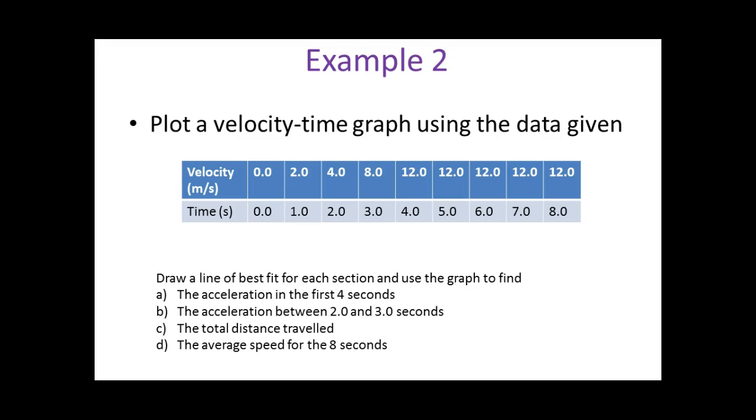Okay, here is an example that you can do. So you have some data. On the top you've got the velocity, so the velocity goes from 0 to 12 meters per second, and the time goes from 0 to 8 seconds. And so your task is to draw this graph, draw a line of best fit for each section, and then use the graph to find the acceleration in the first 4 seconds, the acceleration between 2 and 3 seconds, now this bit here, the total distance travelled, and the average speed for the 8 seconds.